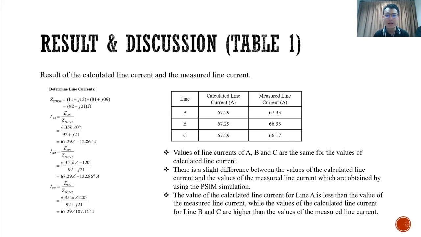So there is a slight difference between the values of calculated line current and the measured line current, which are using the PSIM software simulation. The value of the calculated line current for line A is less than the value of the measured line current for line A, while for line B and line C, the calculated line current is higher than the measured line current. Let's go into table 2.